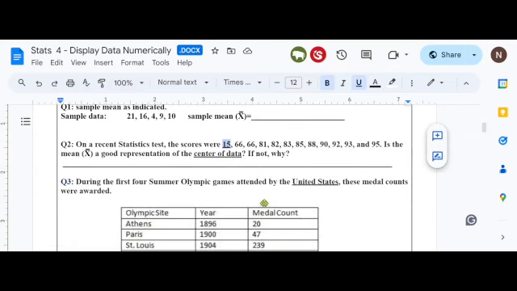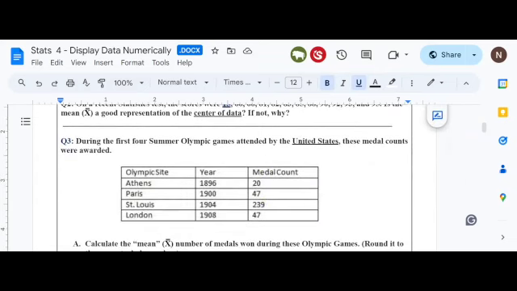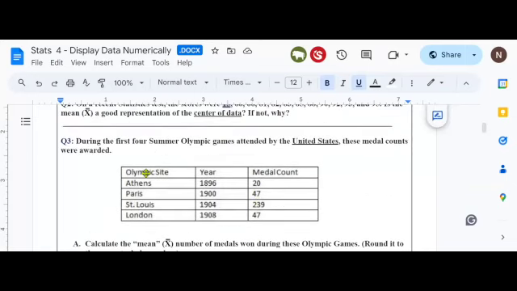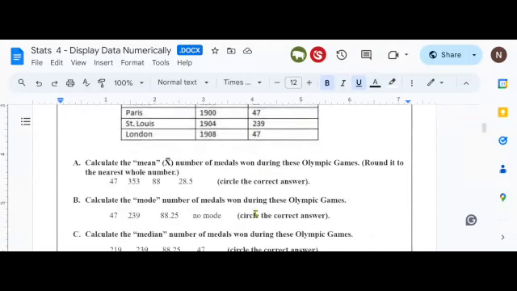Okay, now let's take a look at the table. Question number 3. During the first 4 summer Olympic Games attended by the United States, these medal counts were awarded. In Athens in 1896, how many medals did the United States win? 20. In Paris, 47. In St. Louis, 239, and in London, 47 medals. Can you calculate the mean and then circle one of the answers?